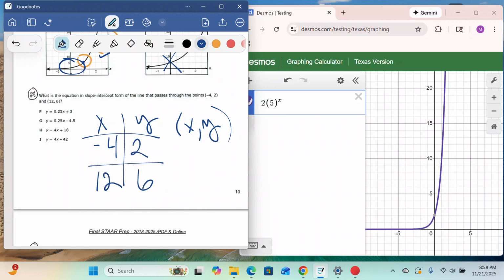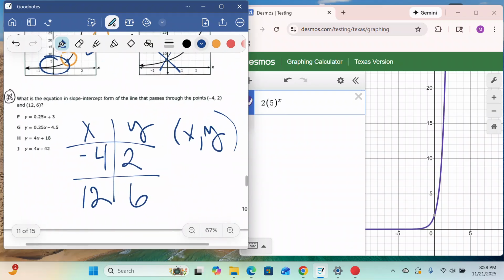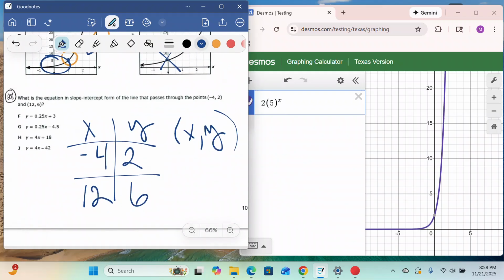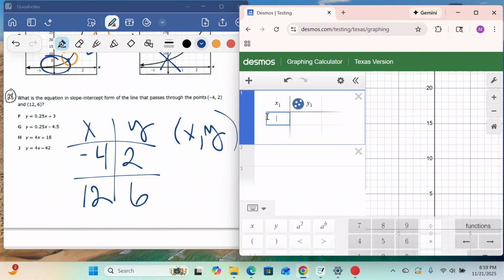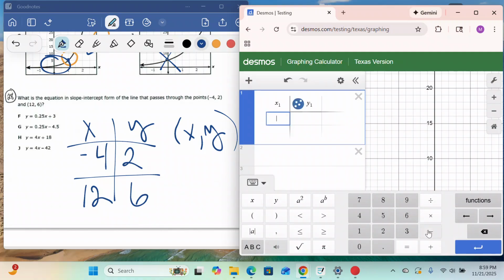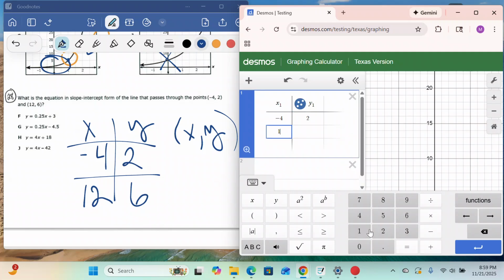So go ahead and input the table, try to pick the correct one, try to analyze that question and find out what the answer is. Even if you didn't know how to do this, do it without a table and then go ahead and input it. So I would put it into a table format, and under table, I would input -4, 2, and then I would input 12, 6.